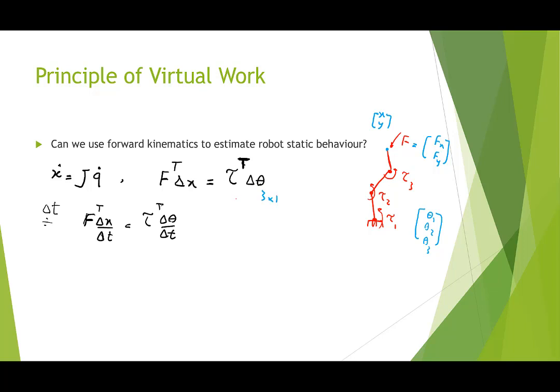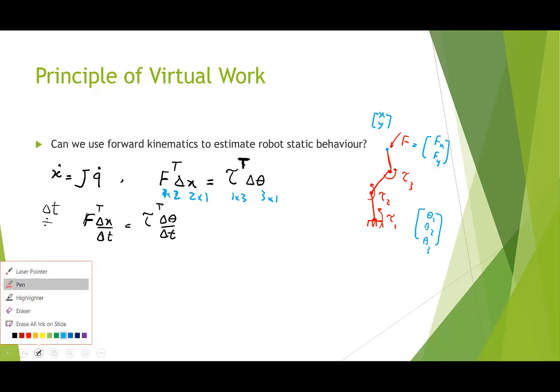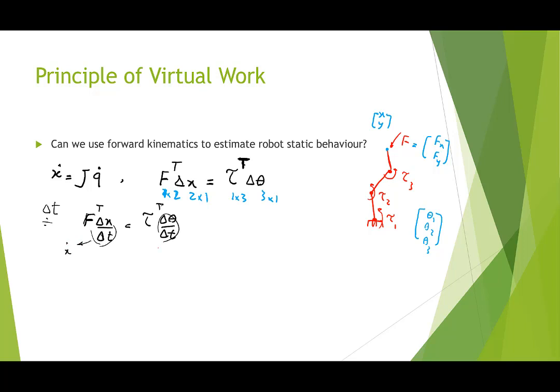The transpose of torque is 1 by 3, then 3 by 1, and the force transpose is 1 by 2, and delta x is 2 by 1. So these two are scalar values. When we divide this by delta t, what is this term? This is actually x dot, and this is q dot.